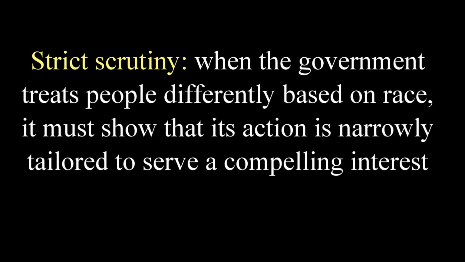Courts apply a test that is known as strict scrutiny, which means that when the government treats people differently because of race, the government must show that its action is narrowly tailored to serve a compelling government interest. This is a very demanding standard, which puts a heavy burden on the government to justify any action that distinguishes between people on the basis of race. There is also the 15th Amendment, which prohibits racial discrimination when it comes to voting and elections.